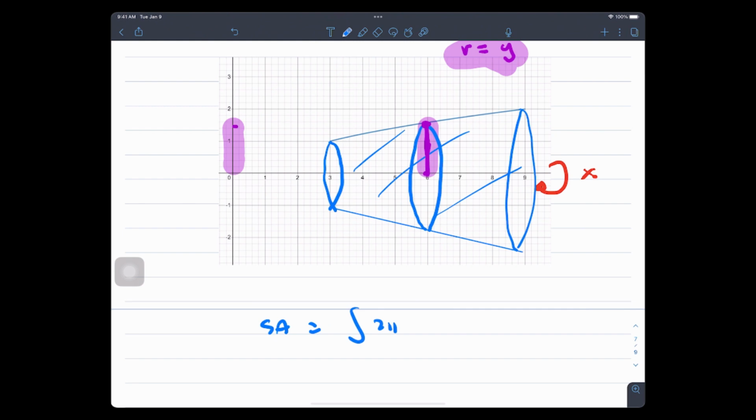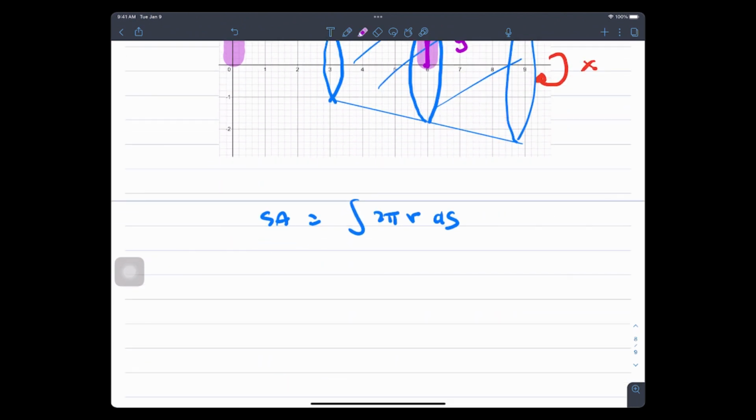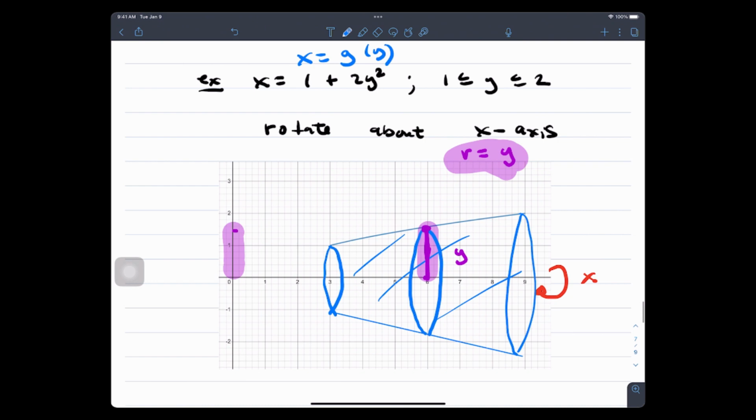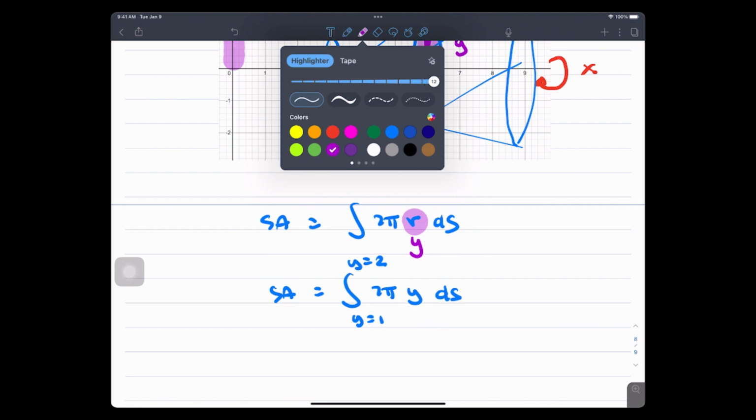Surface area, 2 pi r ds. Is that true? And what did you guys just get through saying about the radius value? Your radius is y. Is that right? So you say, okay, 2 pi y, we have a ds, but what is y going to go through, from 1 to 2? Is that true? So y goes from 1 to 2. This is a y value, so I want to emphasize that for you guys. Surface area, y is 1 to 2. And so here's the ds here.